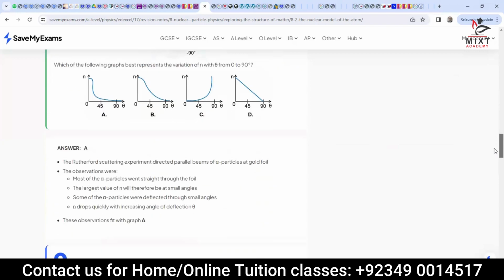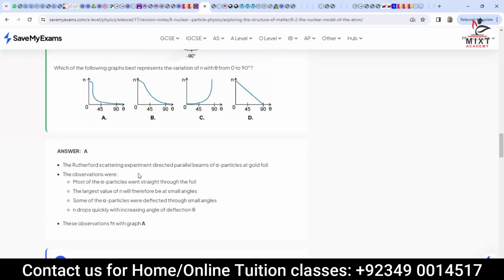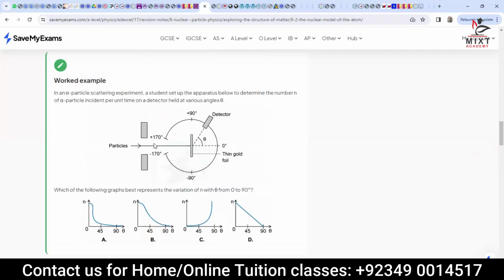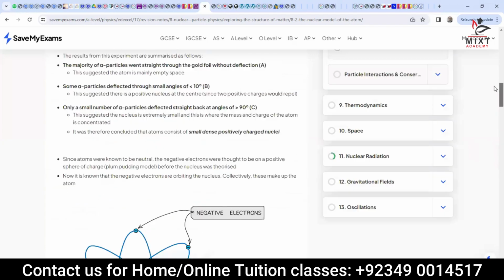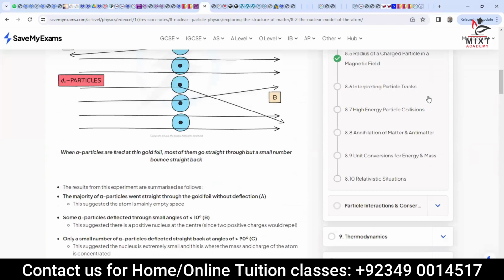Now, quickly, the question is, where is it? In alpha particle scattering, a student setup, whatever, which of the following graphs best represents the variation of n with theta to 90 degrees? That's nothing but SI.